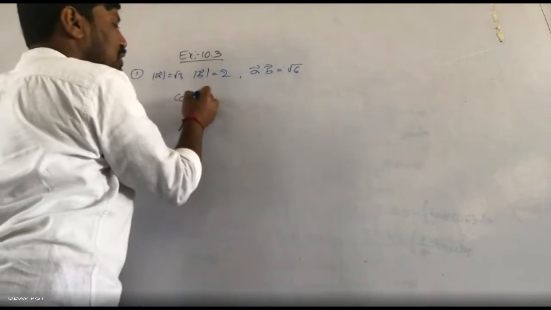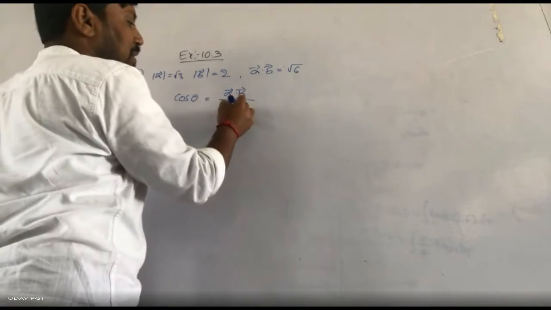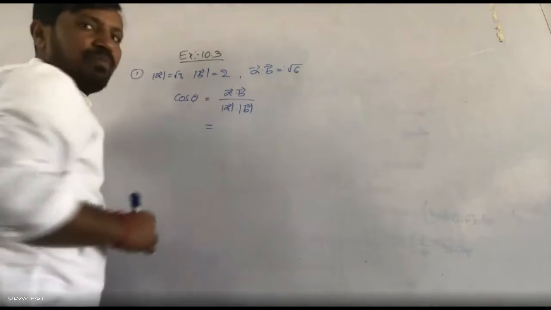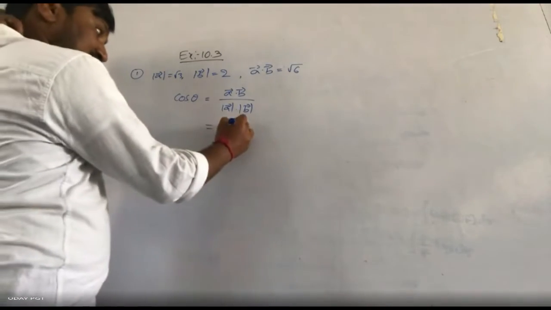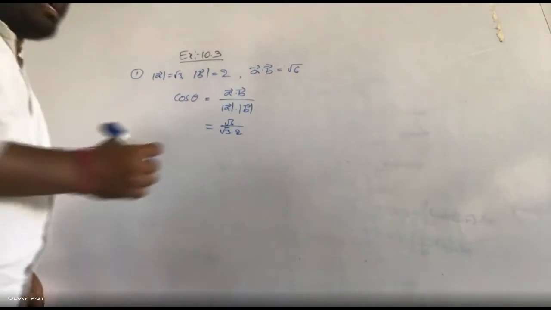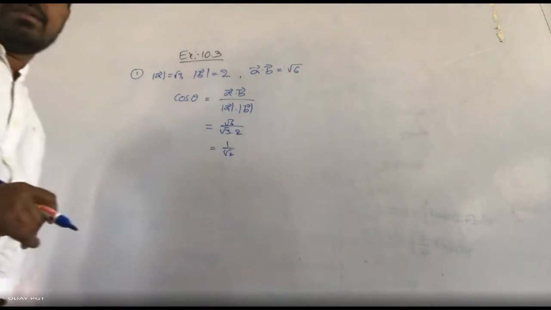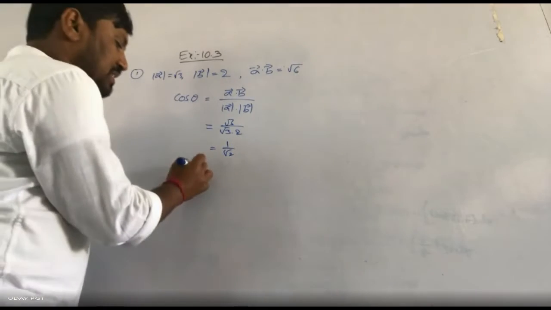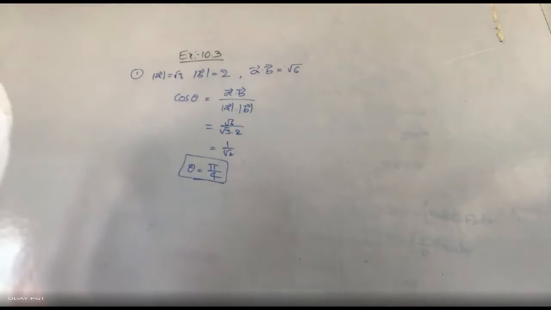So from the definition of the dot product, cos theta equals the dot product of the two vectors divided by magnitude of A bar times magnitude of B bar. The dot product is √6, so √6 divided by √3 times 2. We get 1 by √2. Isn't it? 1 by √2. So from this theta equals pi by 4. This is the way to find the angle between two vectors when the dot product is given.